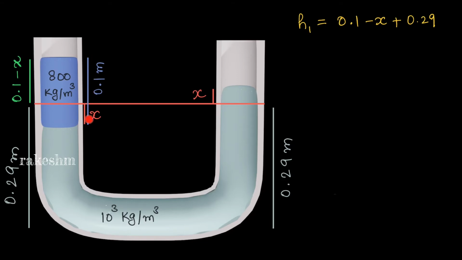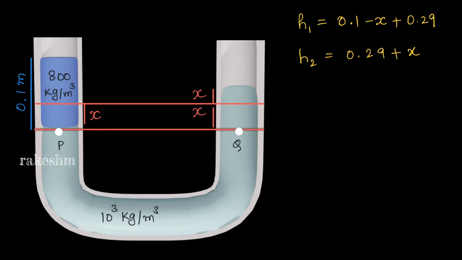If this length here is 0.1 meter and the length here is x, so this length will be 0.1 minus x. So we can write H1 as 0.29 plus 0.1 minus x. The value of H2 can be written as 0.29 plus x. So H2 is the height from here to here. So this whole thing is 0.29 plus x. If we can find the value of x, then we have the ratio H1 by H2.